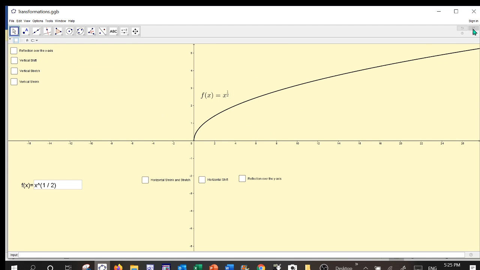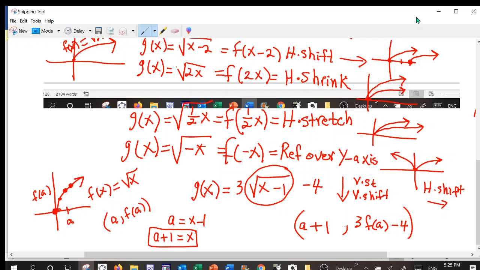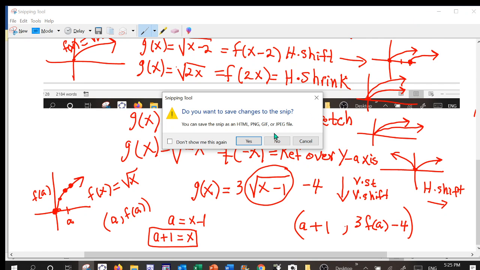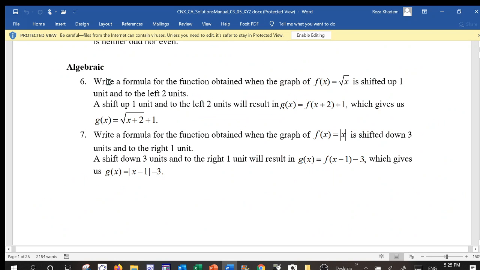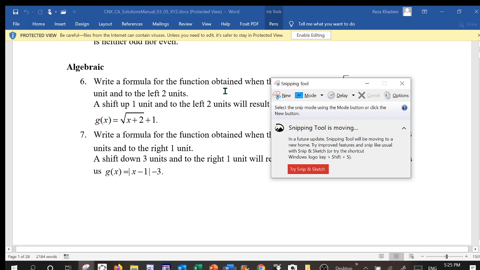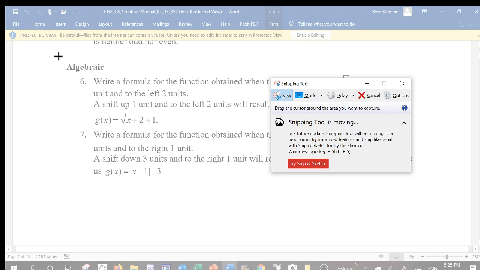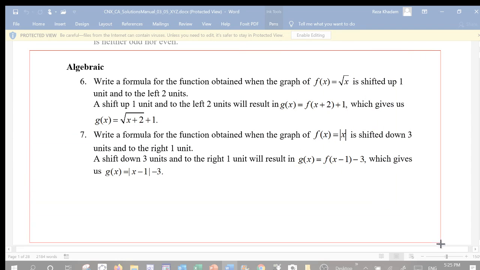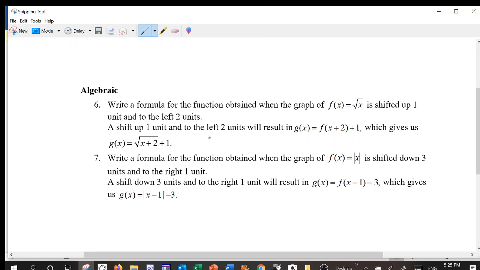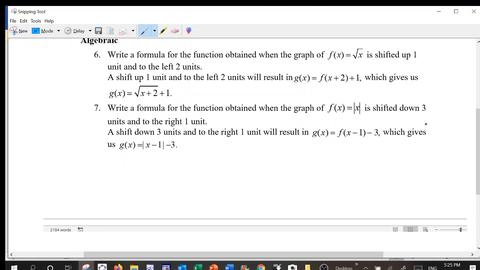All right, so now let's go back to doing problems. So the first one we're going to do, it says write the formula. If this video becomes too long, I may do another one for the other sections, but let's see.